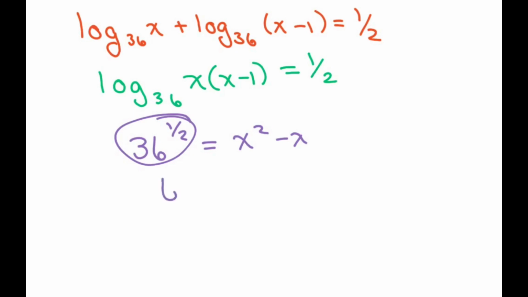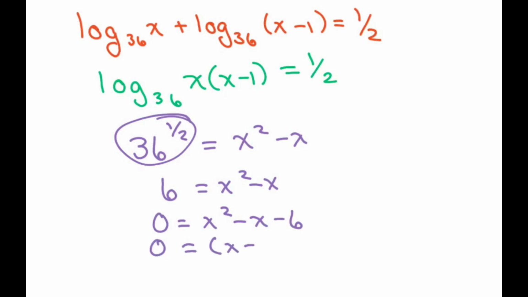Square root of 36 is 6. Since we have that square, let's move everything over. I'll subtract 6 from both sides. And factor. It's supposed to be x minus 3 times x plus 2. So our solutions are x equals 3 and x equals negative 2.